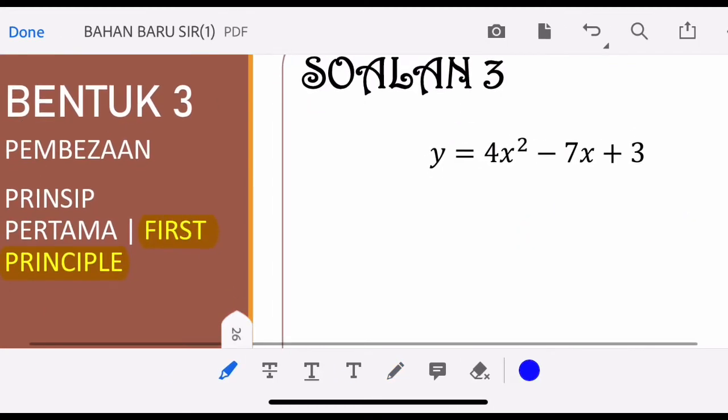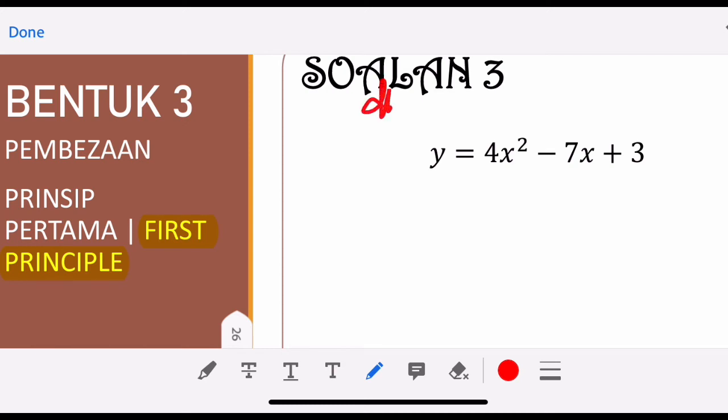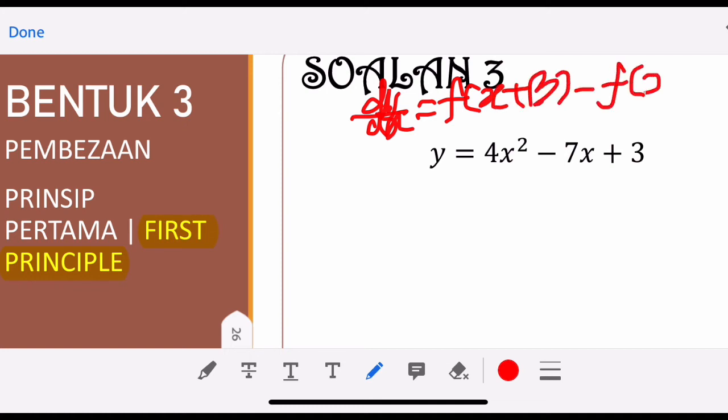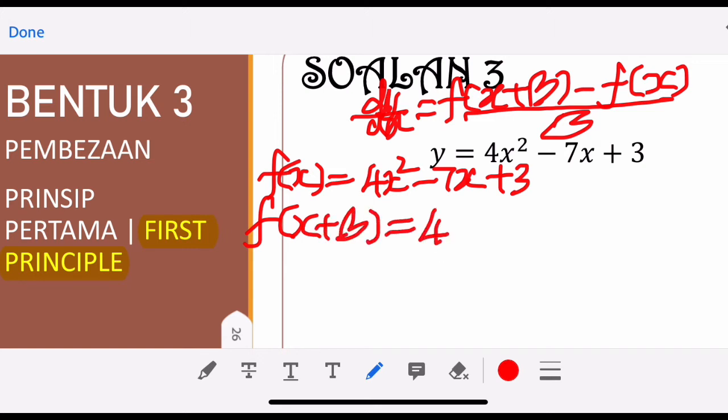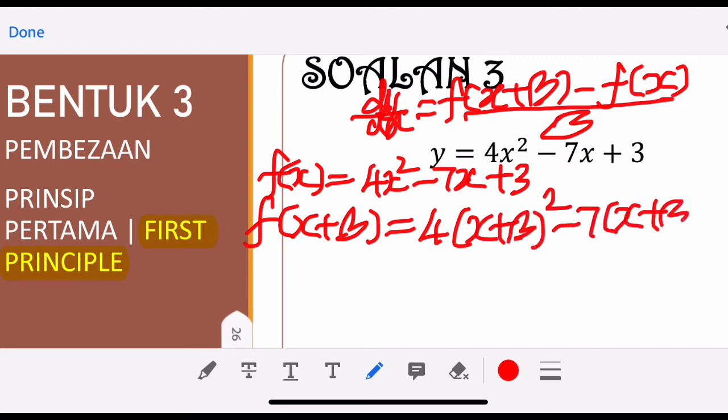So I'm going to discuss one more challenging one involving a quadratic. Actually, the method that I use is the same: f(x plus delta) minus f(x), over the delta. So the first principle is always like that. Let's memorize the method, then we convert to delta x for the delta. Firstly, you copy the function, and then f(x plus delta). When you see x, you replace it by x plus delta. When it's square, you square.